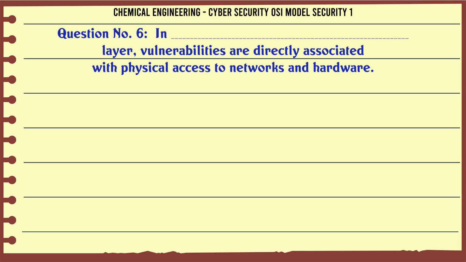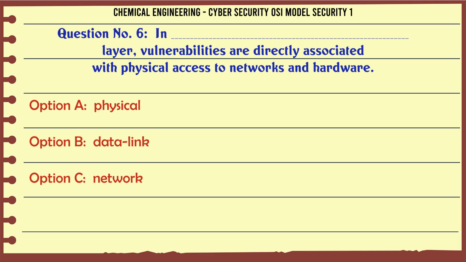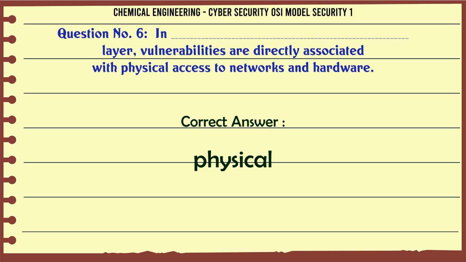Which layer's vulnerabilities are directly associated with physical access to networks and hardware? A. Physical. B. Data link. C. Network. D. Application. The correct answer is physical.